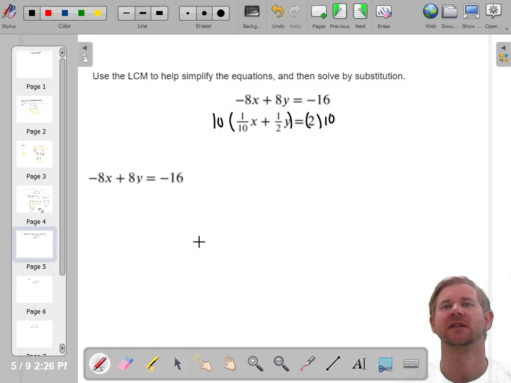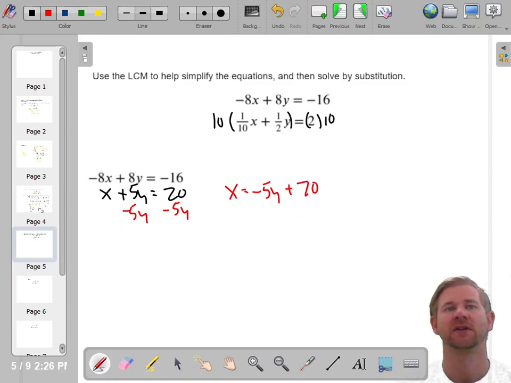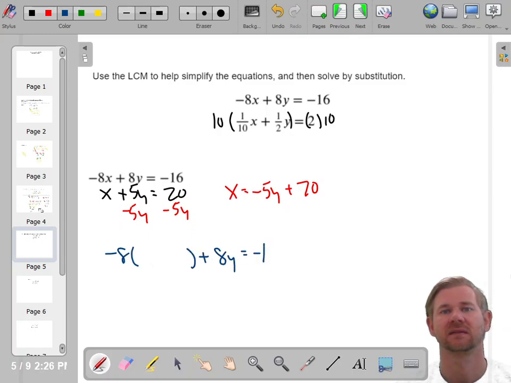And now this new equation I'm working with, if I multiply by 10, 10 times 1/10 is 1x. 10 times 1/2 is 5y. And 10 times 2 is 20. This makes it much easier to isolate x. You would subtract 5y on both sides. So x equals negative 5y plus 20. And now I'm going to do a substitution. So instead of negative 8x, I'm going to plug in what x equals, negative 5y plus 20.